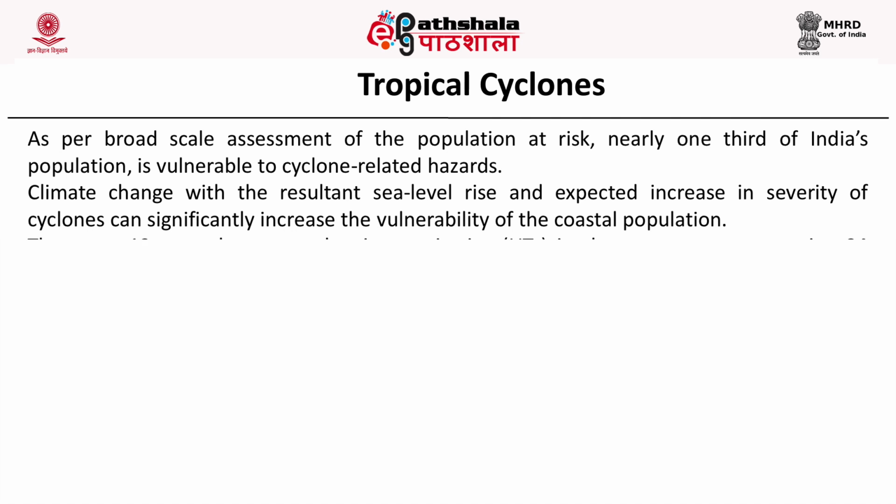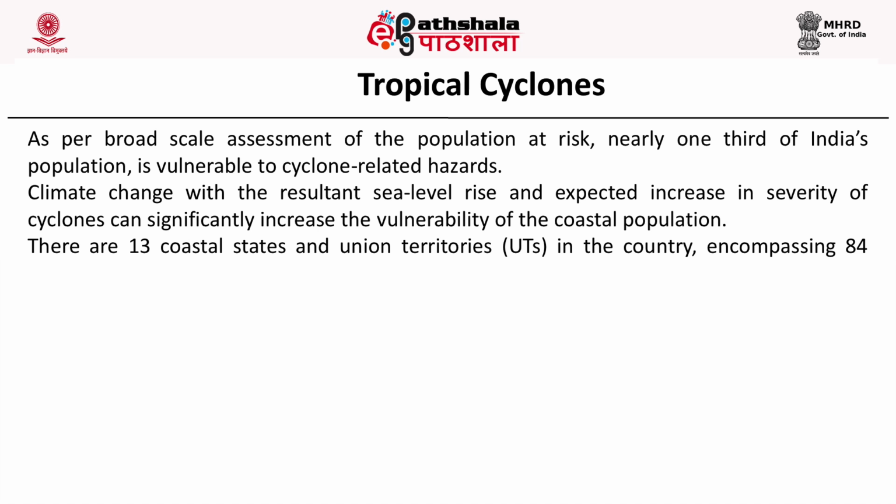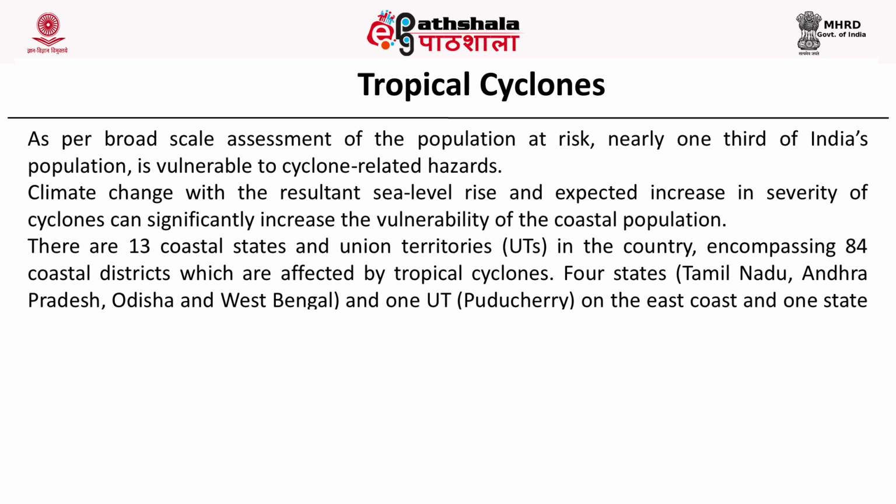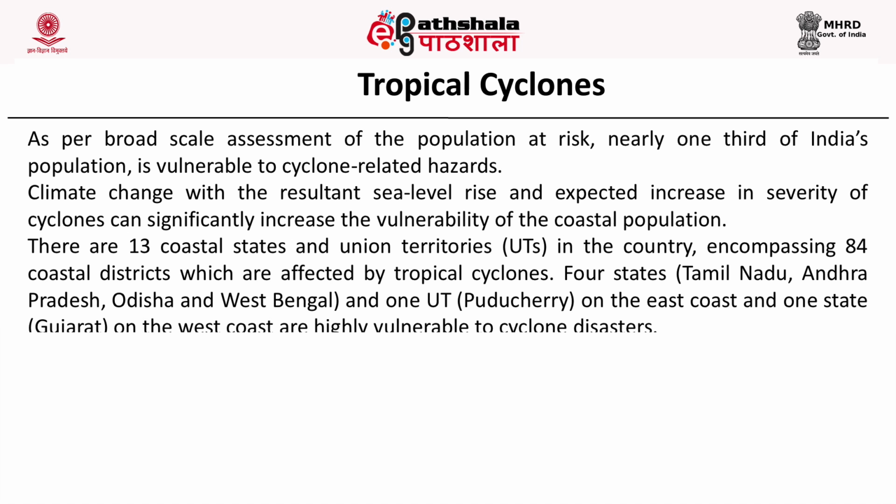Climate change, with the resultant sea level rise and expected increase in severity of cyclones, can significantly increase the vulnerability of the coastal population. Further, there are 13 coastal states and union territories in the country, encompassing 84 coastal districts which are affected by tropical cyclones. 4 states, Tamil Nadu, Andhra Pradesh, Odisha and West Bengal, and 1 union territory, that is Puducherry, on the east coast, and 1 state, Gujarat, on the west coast, are highly vulnerable to cyclone disasters.